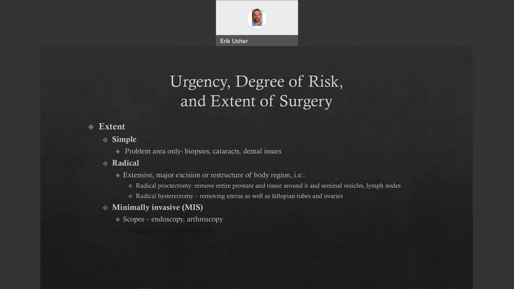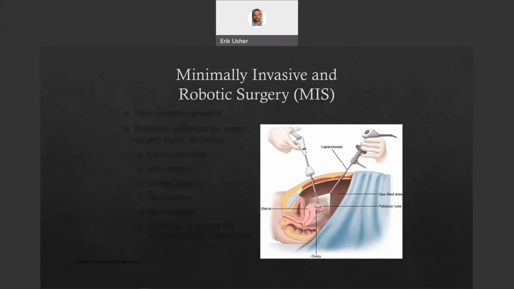They may put a little air in using cameras. They can even do coronary artery bypass grafts, minimally invasive these days, which is crazy. So that degree of medicine is really taking off. We also have minimally invasive and robotic surgery.